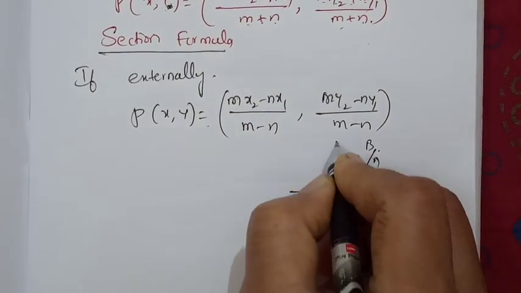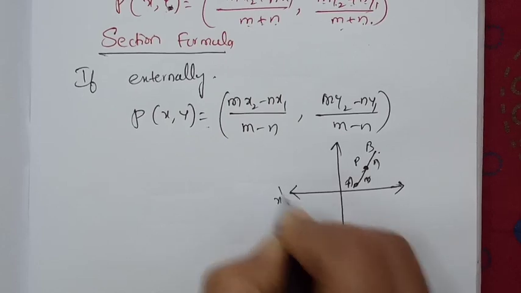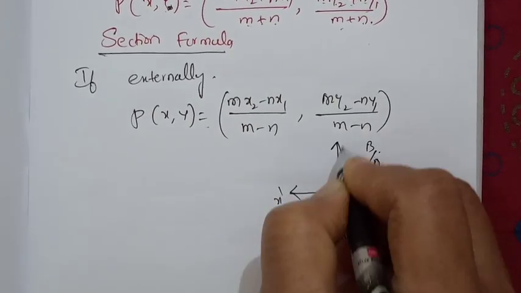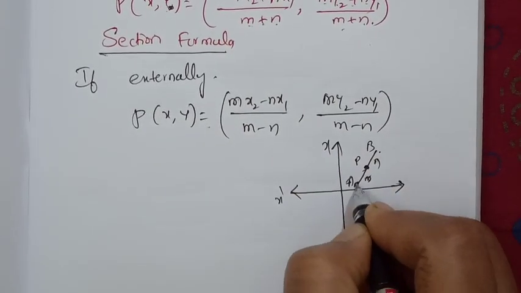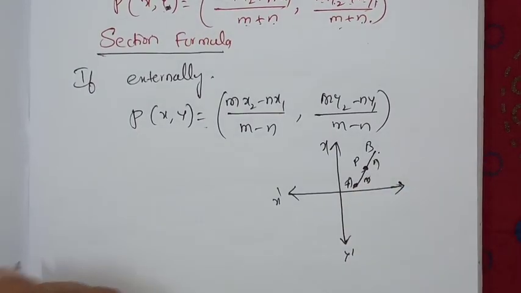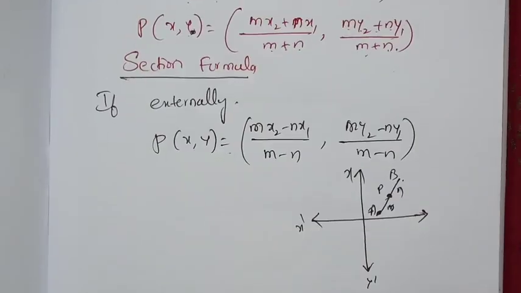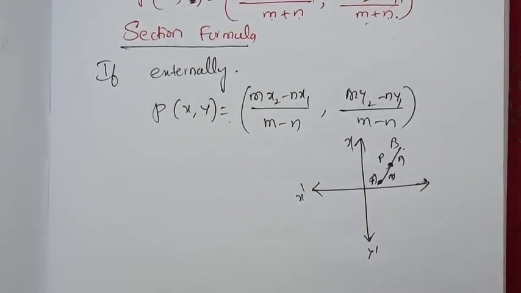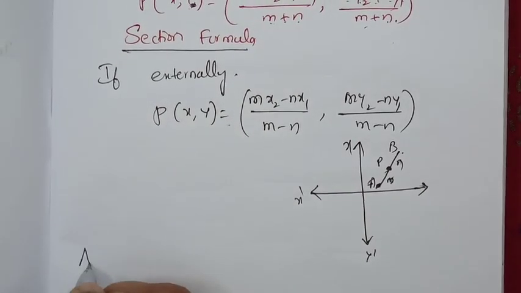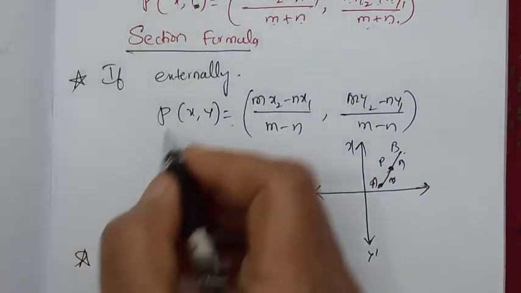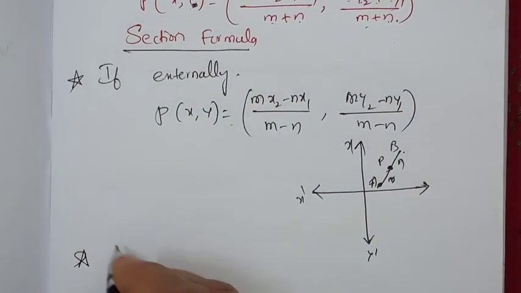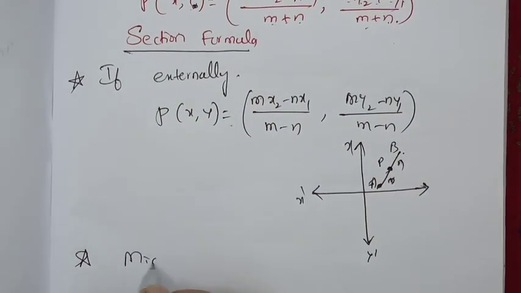So this is the x axis and y axis, x dash, y dash. This is the line segment, internally and externally. There are two formulae which are very important for this chapter. Next one is the midpoint.